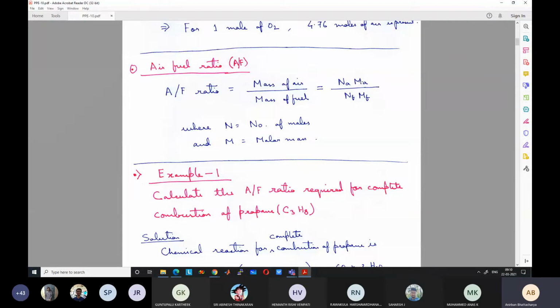And mass of fuel is the number of moles of fuel into the molar mass of fuel. We will see an example to see how to calculate this.